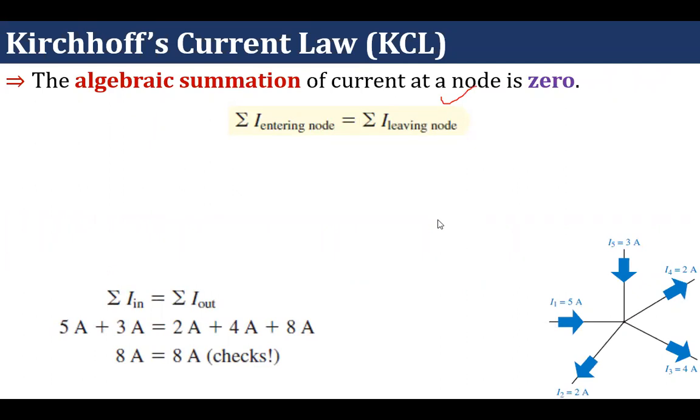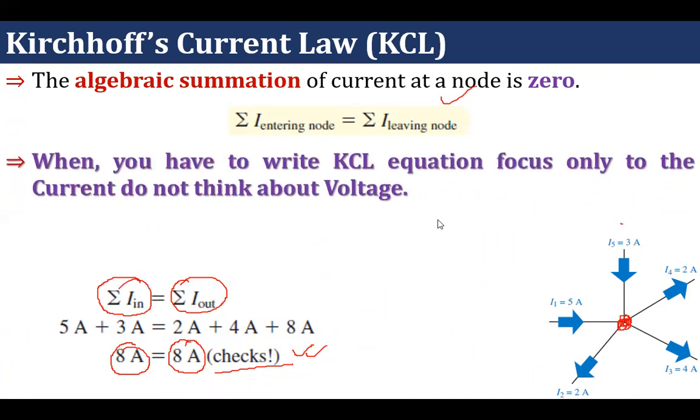This can be easily proved with this given figure. Here we have a node. At this node, if I try to find out how much is the incoming current, that will be equal to 8 ampere, and how much is the outgoing current, that again will be equal to 8 ampere, and so it is proving the KCL, Kirchhoff's current law.